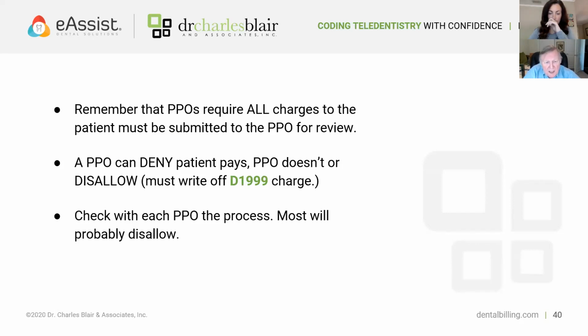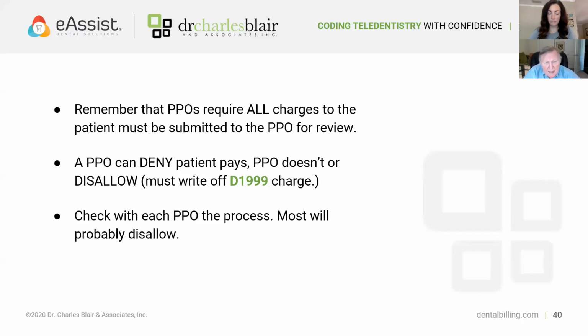So you must send in the 1999 charge if you're going to charge the patient. You've got to put it on the claim form. And then the PPO at that point, they can either deny that charge. That means you do get the patient to pay. They're responsible. Or they disallow, which means you've got to write it off.